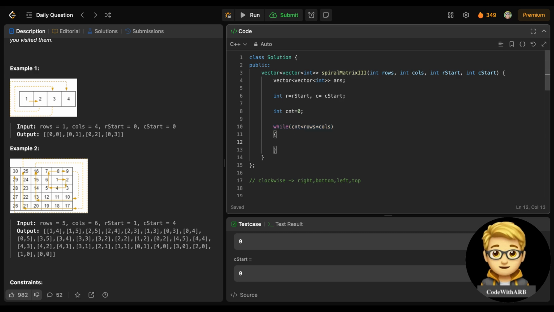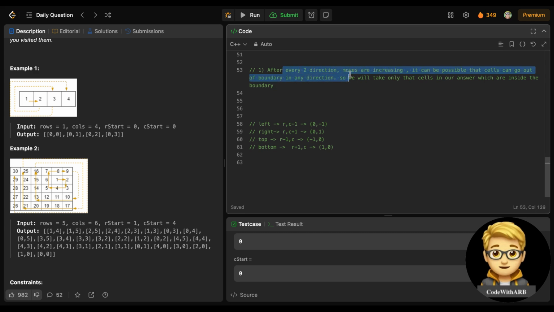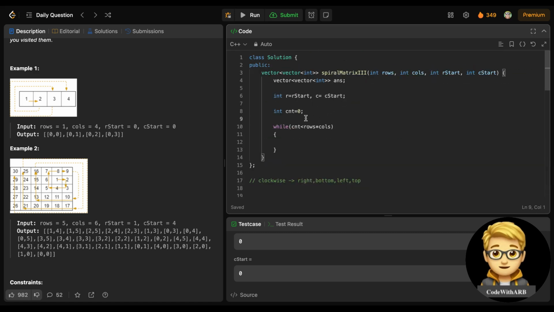Now how will we move? For every two directions the moves are increasing. So the first moves value is 0, and direction would be at 0. For every two directions, if the direction is, I will tell you why I'm writing this. At every two directions the moves are increasing, so I will increase the moves.